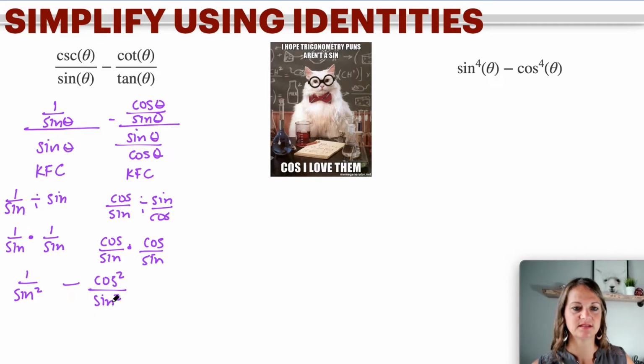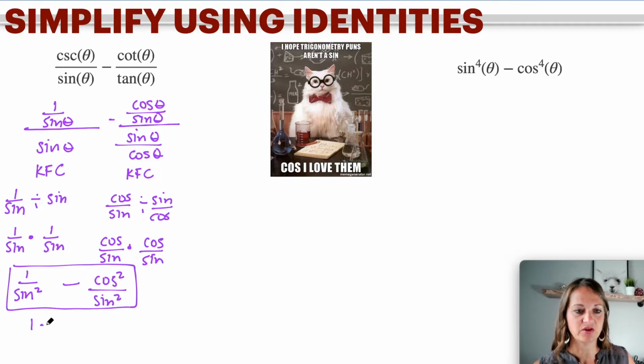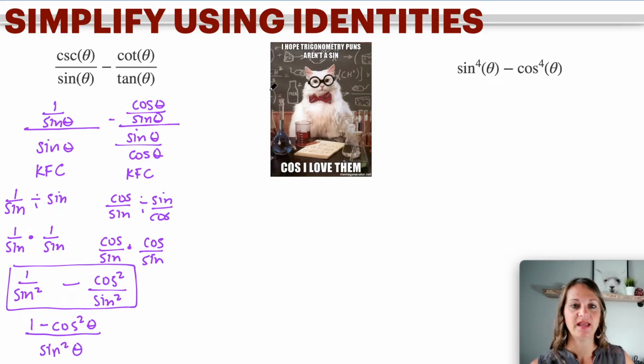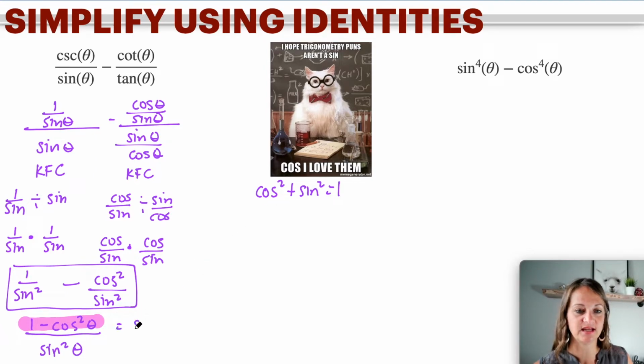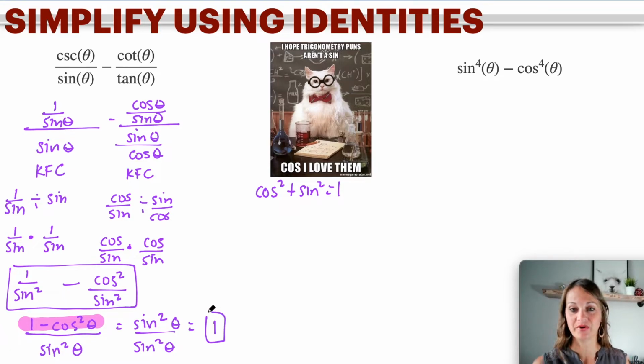Now at this point, because the denominator is the same, I can go ahead and combine into 1 fraction. And I notice that this is a Pythagorean identity. Again, Pythagorean identity is cosine squared plus sine squared equals 1. So I know that if I was to subtract cosine squared on both sides, I would get this identity, which is sine squared. And on bottom, I still get sine squared. And so they divide out, leaving you the number 1.